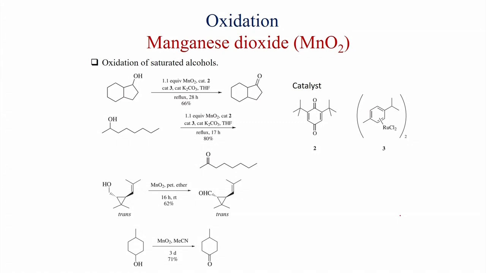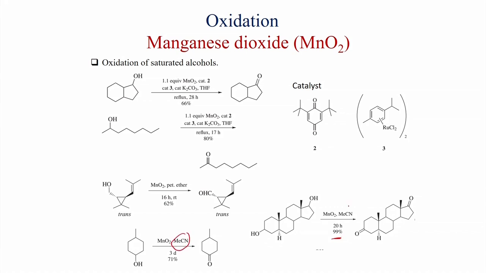It has been found that cyclopropyl CH2OH alcohol also gives oxidation with MnO2 in pet ether. This is a very mild condition and under this condition this cyclopropyl CH2OH group oxidizes to the aldehyde. And here 4-methyl cyclohexanol is oxidized to 4-methyl cyclohexanone under MnO2 mild condition, 3 days, and it gives 71% yield. Also it has been found the acetonitrile solvent is good when saturated alcohols are present, and here the saturated alcohols in the steroids are oxidized to the carbonyl compound in very high yield. So what has been found, the acetonitrile solvent is good when you want to oxidize saturated secondary alcohol.